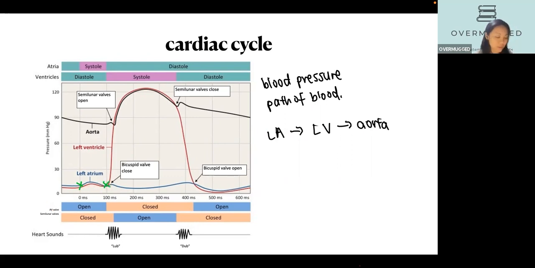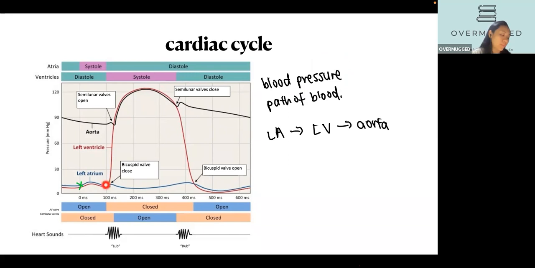Just ignore these two green lines. So the first thing that you need to remember is that the closing and opening of the valve, the initial open and close part, only happens at the intersection of the graphs. Why? Because only at the intersection of the graphs, there is a change in blood pressure. Important.